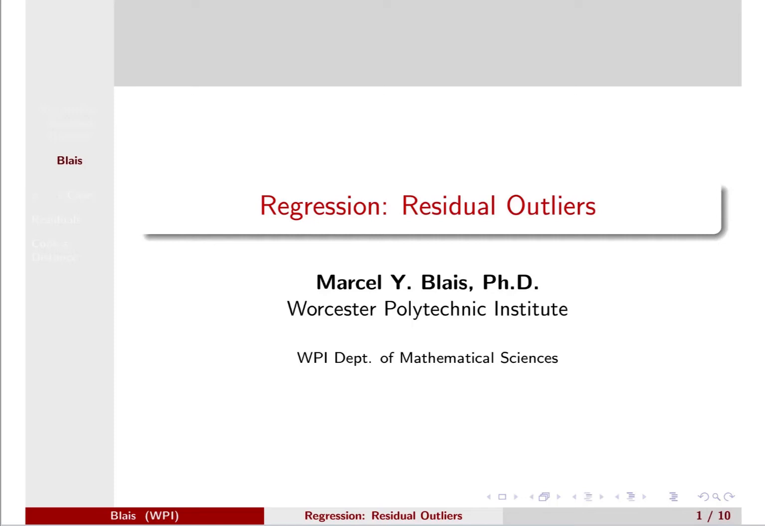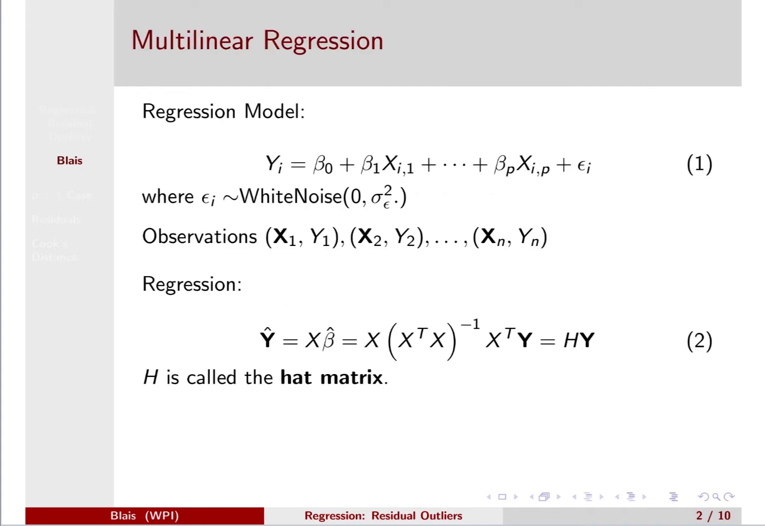In this lecture, we will be looking at the issue of residual outliers in multilinear regression. So this is a follow-up to our lecture on leverage. And recall, our context here is we have a multilinear regression. So we have P predictors and one response.